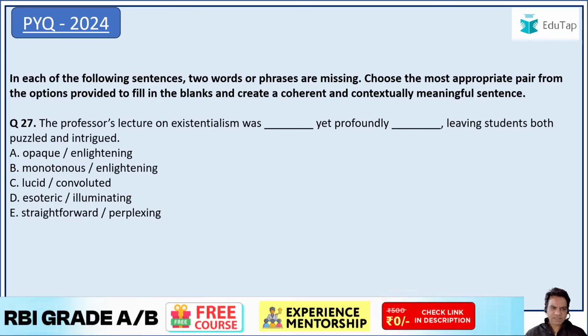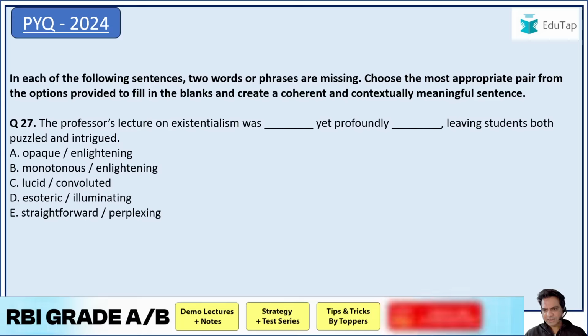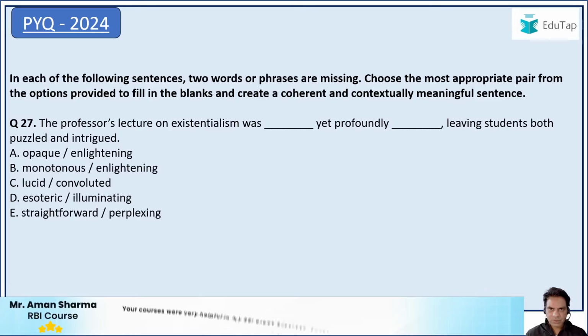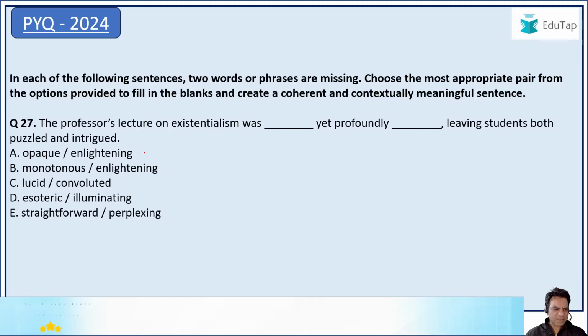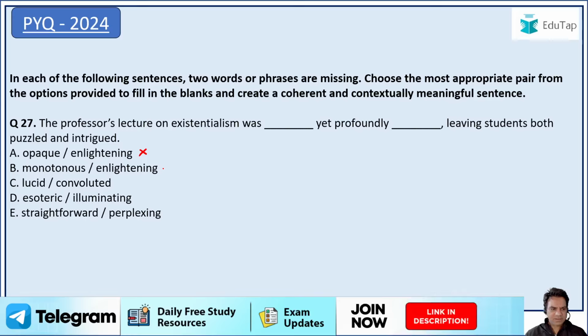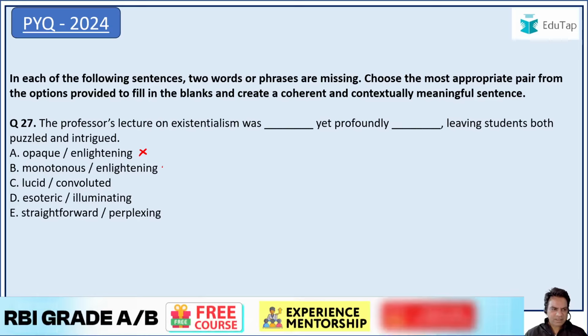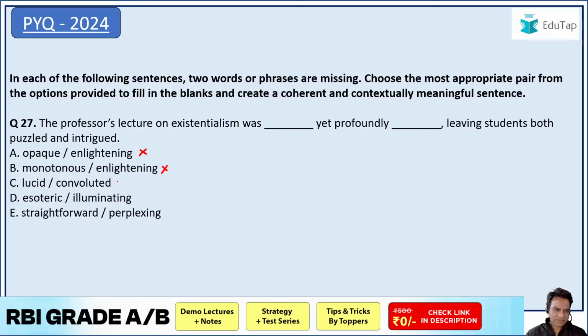Next question, guys. The professor's lecture on existentialism was dash yet profoundly dash, leaving students both puzzled and intrigued. So it seems a bit opposite. So the professor's lecture on existentialism was opaque. Opaque and enlightening doesn't make sense. Monotonous, something repetitive, which keeps on repeating. No. Lucid, something very clear, and convoluted. Yet profoundly, meaning very clear but very hidden, I don't think so.